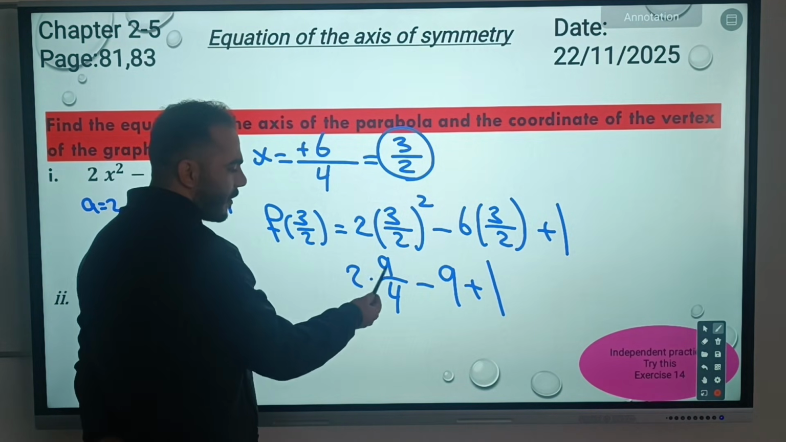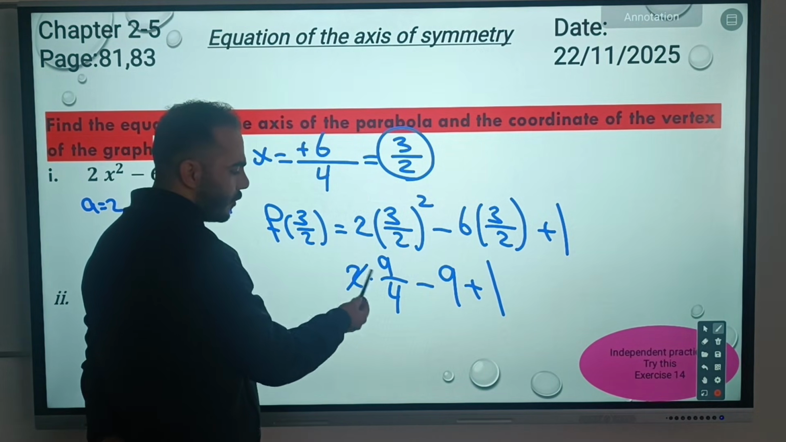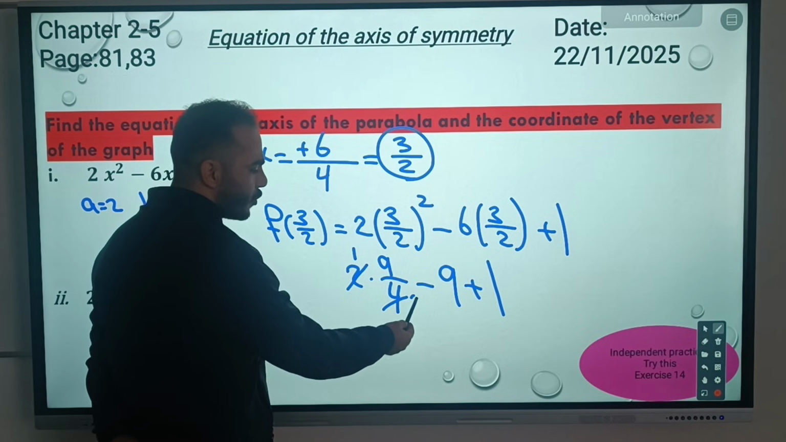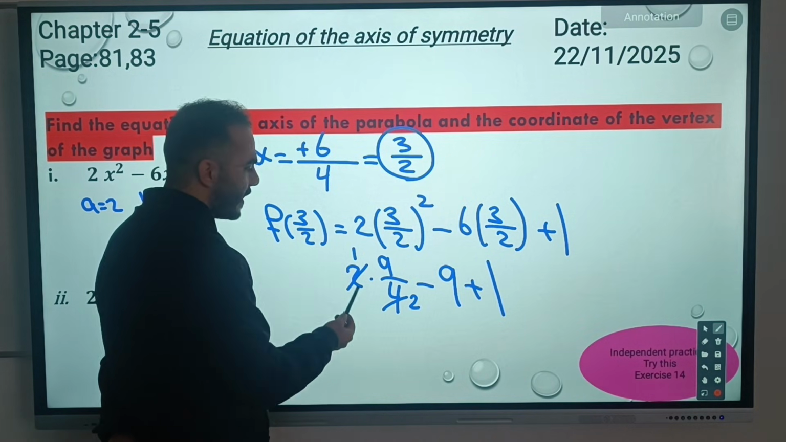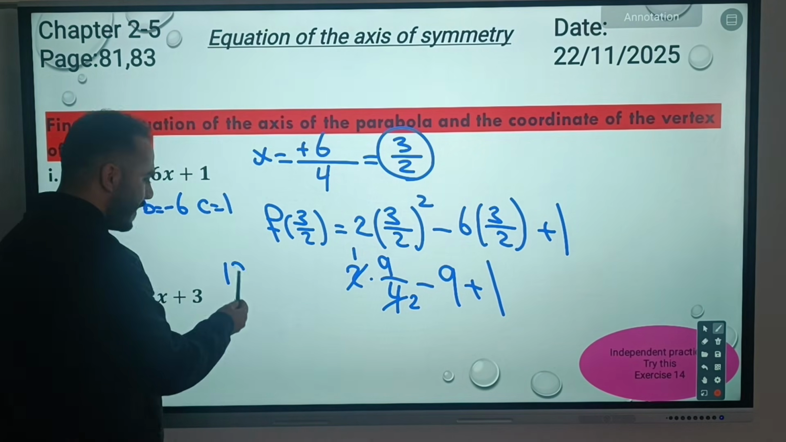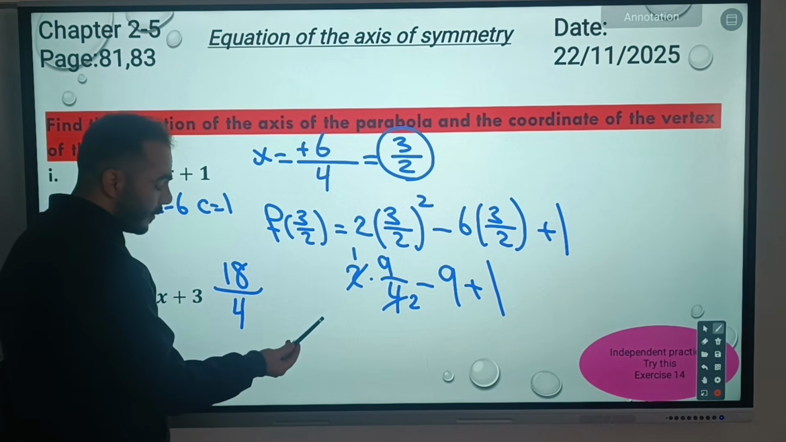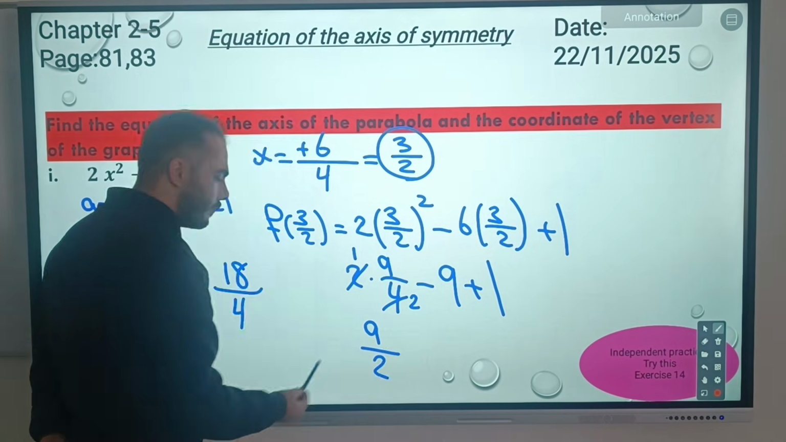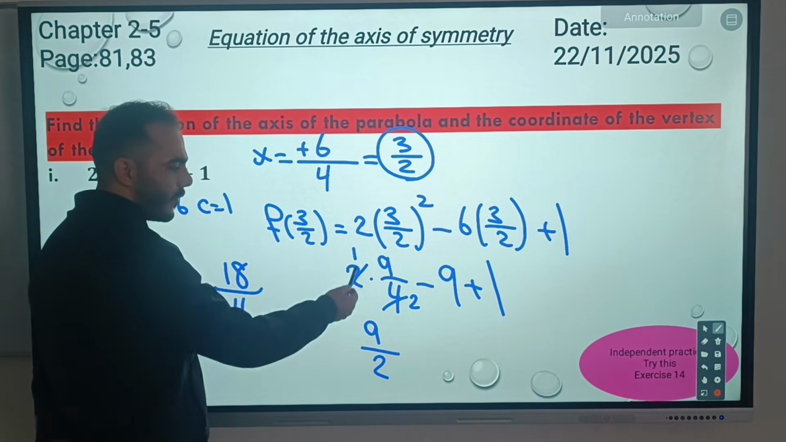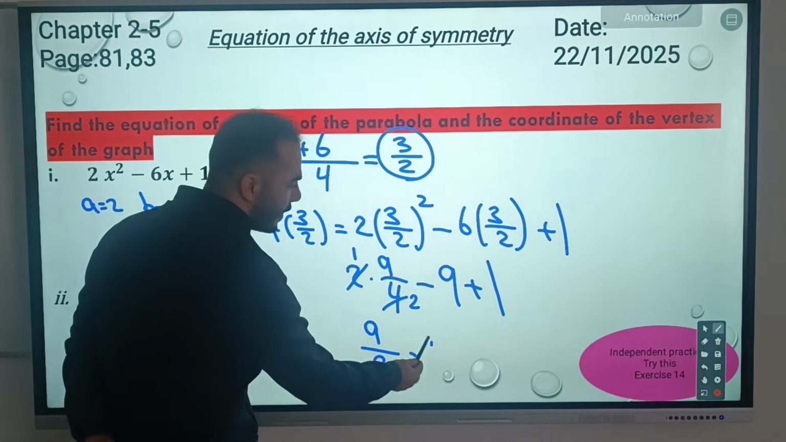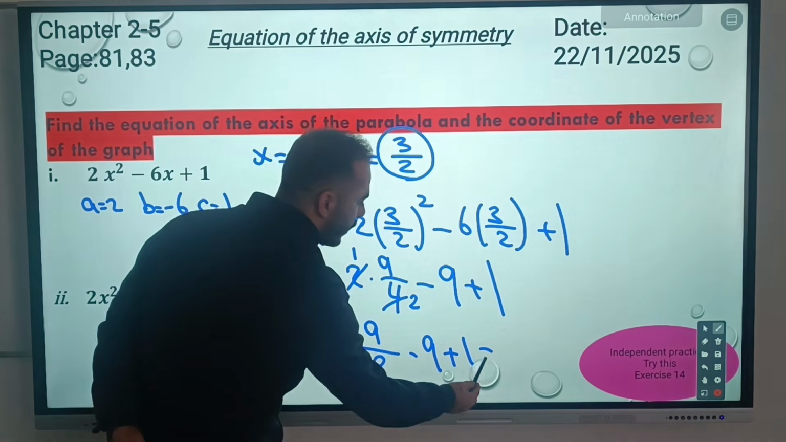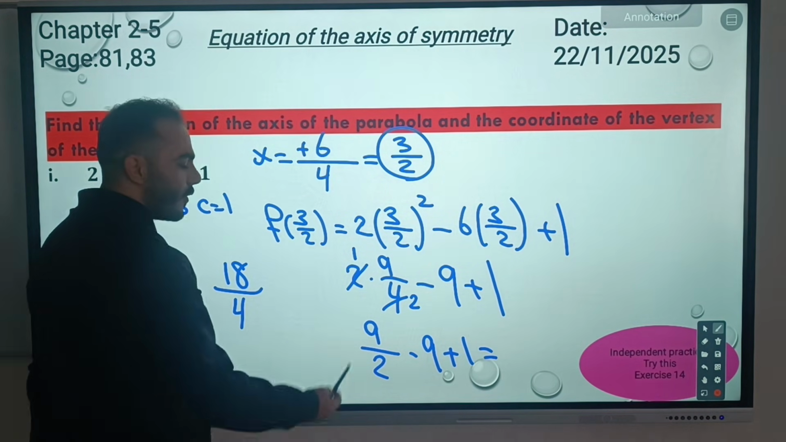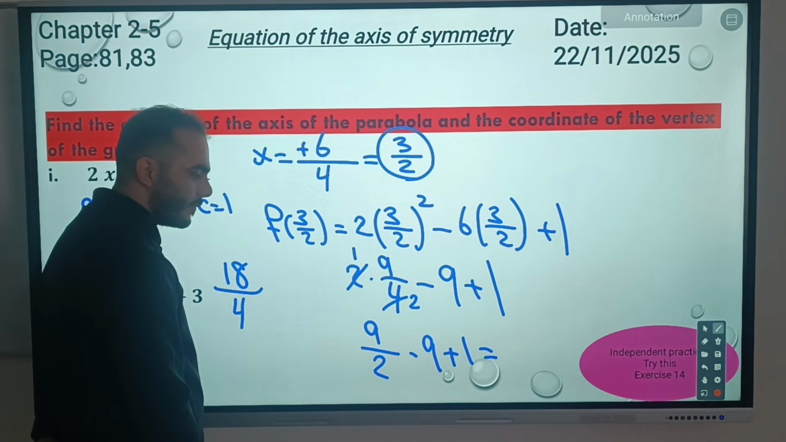If you just simplify this one as well, 2 by 2 it's 1, 4 by 2 it's equal to 2. Or you can just simply say that 2 times 9, 18 over 4. If you simplify it by 2, we are going to get 9 over 2, which is exactly the same thing that I did here. 9 over 2 minus 9 plus 1. So it's equal to 9 over 2, it's equal to 4.5.